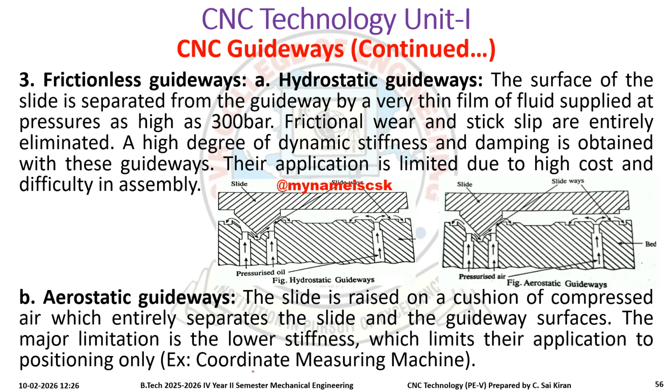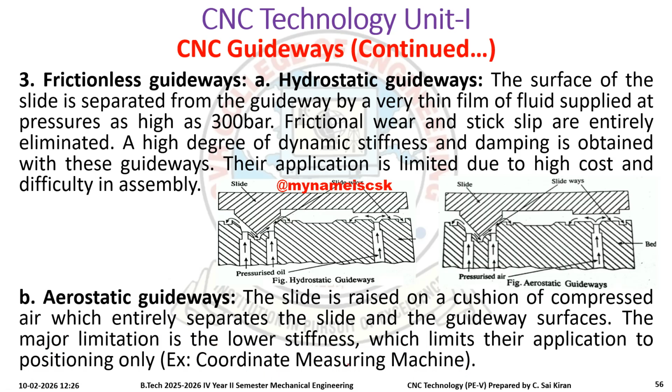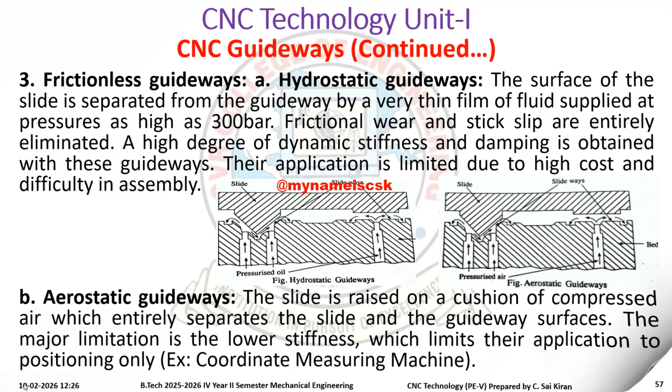Generally for a coordinate measuring machine, we use aerostatic guideways just for positioning only, because the coordinate measuring machine will measure the coordinates of whatever workpiece we are keeping. Okay, so this is about the guideways.